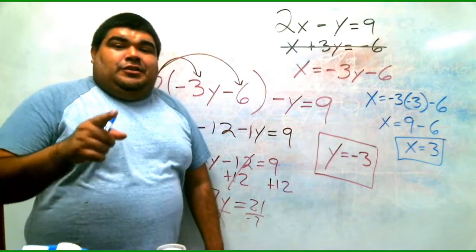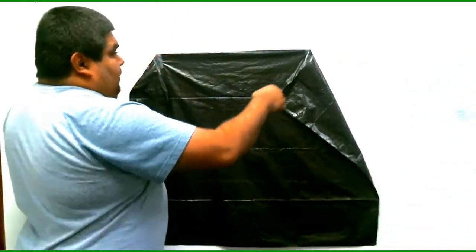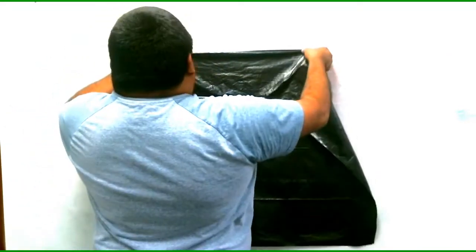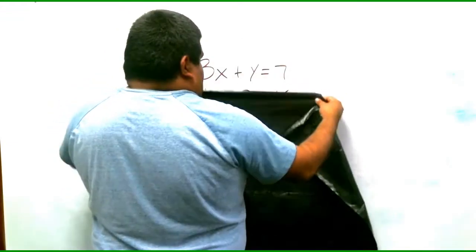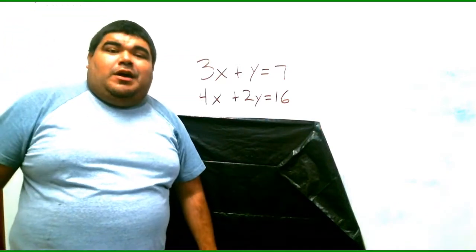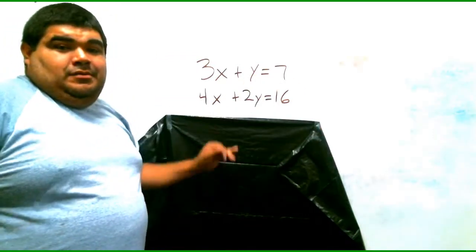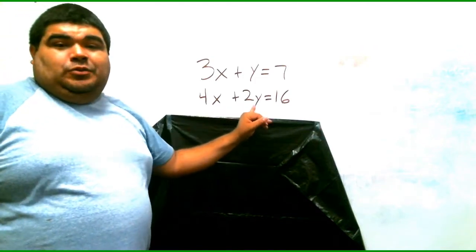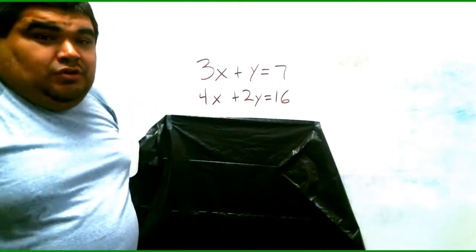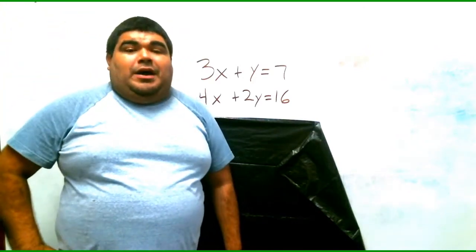So here's your assignment. All right, so here's the assignment for you guys for today. All right, so the first one is 3x plus y equals 7, and then 4x plus 2y equals 16. Okay, make sure you solve for both x and y.